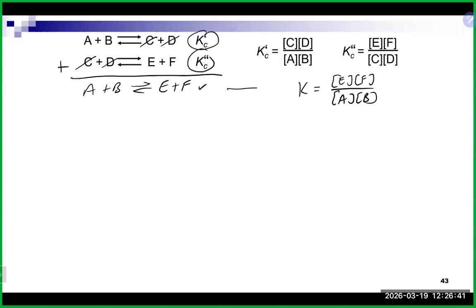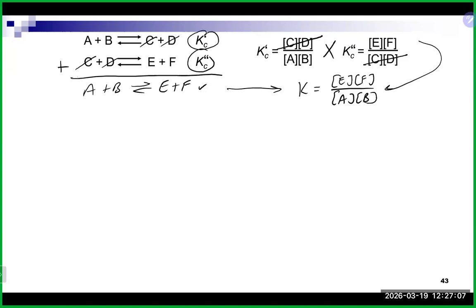And how we get to the overall K value here for our combined reaction is we actually multiply the two K values together. If you were to multiply the K value for the first one and the K value for the second one, what you would see is the C's and the D's would cancel, and you would be left with the overall equation that we got for the overall reaction or the overall expression.